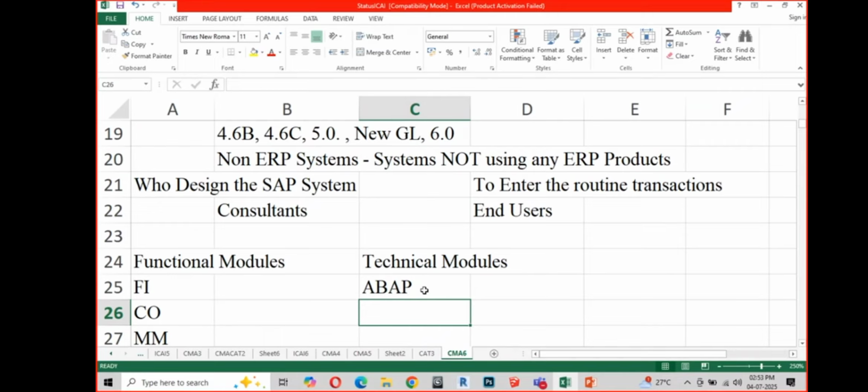You can enter the screen to make a payment to the vendor. You can open the screen for a credit memo. You can open the screen for a receipt of a payment, where the customer is making a payment and you are receiving it. So for each and every activity, whatever screen you open in the presentation layer is governed by an ABAP program. I will show you everything.